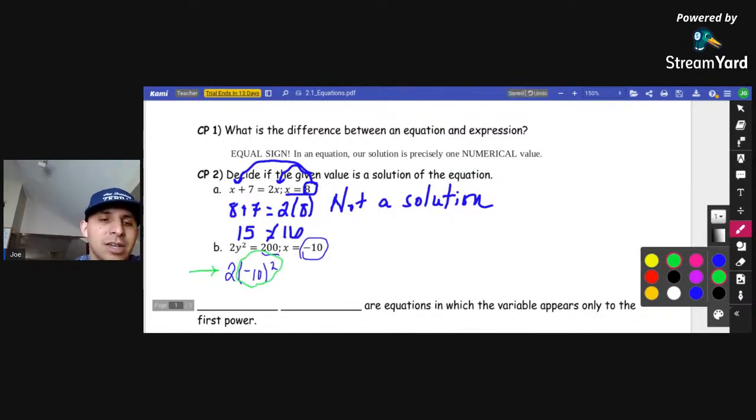So negative 10 to the second power. Remember, exponents are repeated multiplication, so that's going to be negative 10 times negative 10, which is a positive 100. But we still have the 2, so we have 2 times positive 100. And if you're a forward thinker, you can see that that value is equal to 200. So yes, solution.